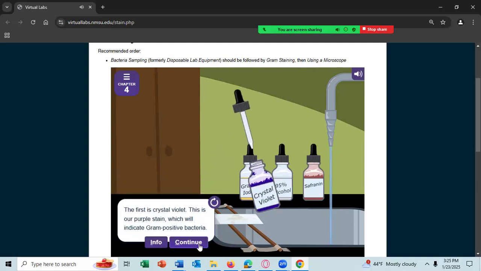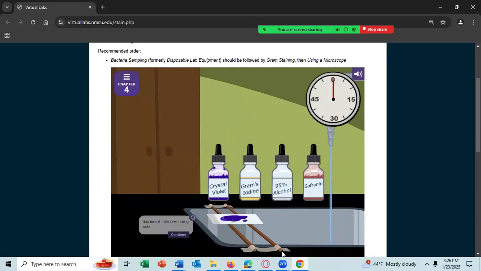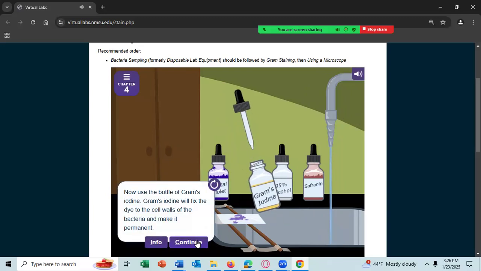So to do the gram stain, the first is crystal violet. This is our purple stain, which will indicate gram-positive bacteria. Using the dropper, squeeze out enough drops to cover your sample. Let that sit for 60 seconds. Now rinse it under slow running water. Now use the bottle of Gram's iodine. Gram's iodine will fix the dye to the cell walls of the bacteria and make it permanent.